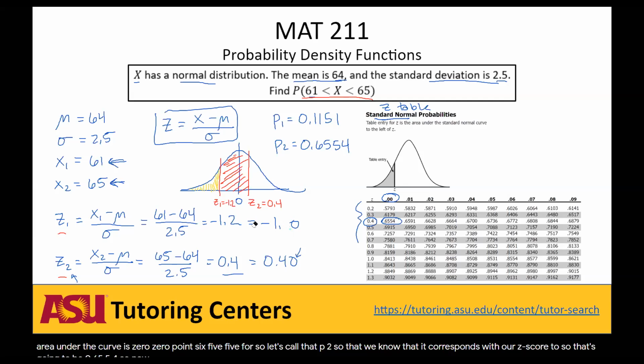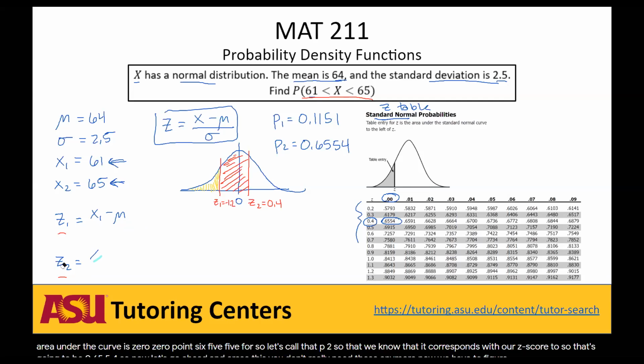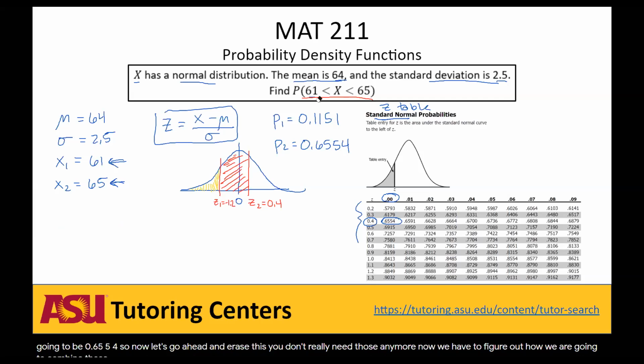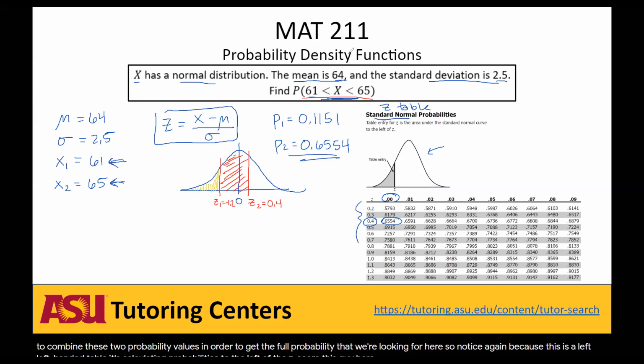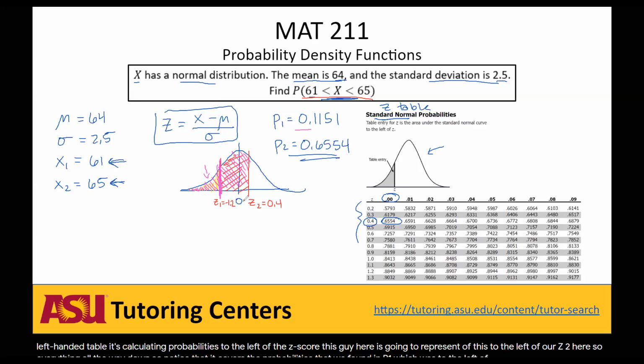So now let's go ahead and erase this. We don't really need those anymore. Now we have to figure out how we are going to combine these two probability values in order to get the full probability that we're looking for here. So notice, again, because this is a left-handed table, it's calculating probabilities to the left of the Z-score. This is going to represent all of this to the left of our Z2 here, so everything all the way down. So notice that it covers the probabilities that we found in P1, which was to the left of our Z1 score.